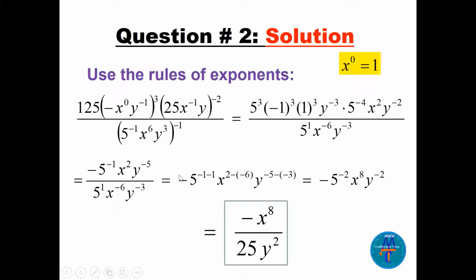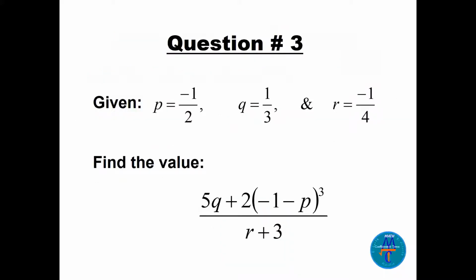So now let's combine: minus 5 to the power minus 2. 2 minus minus 6 is 8. Minus 5 minus minus 3 is minus 2. The negative power goes down, 1 over that. Leave the minus with x power 8 divided by 25y squared. I don't think this is a difficult question, but maybe a little tricky. Let's see another one. Now, given p is minus half, q is 1 over 3, and r is minus 1 over 4, find the value of this.